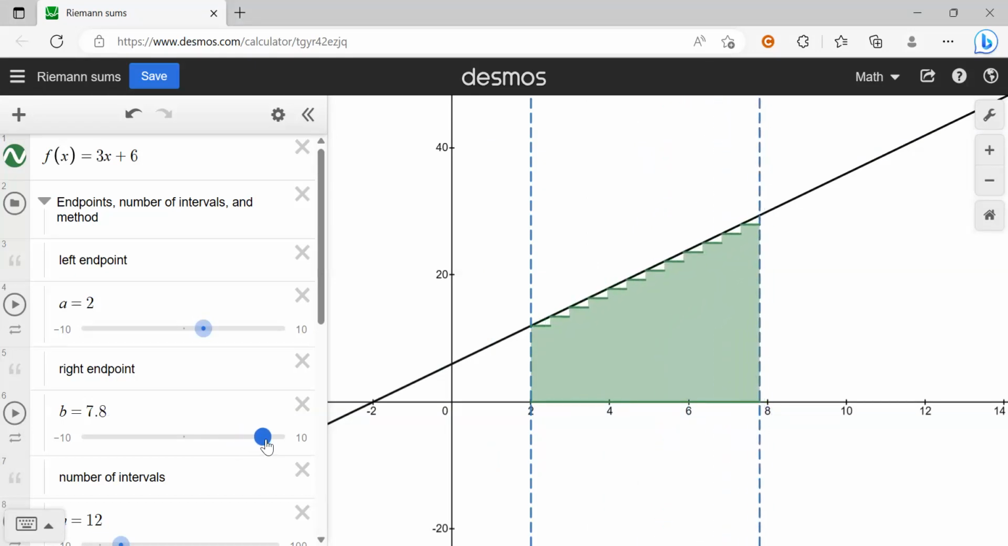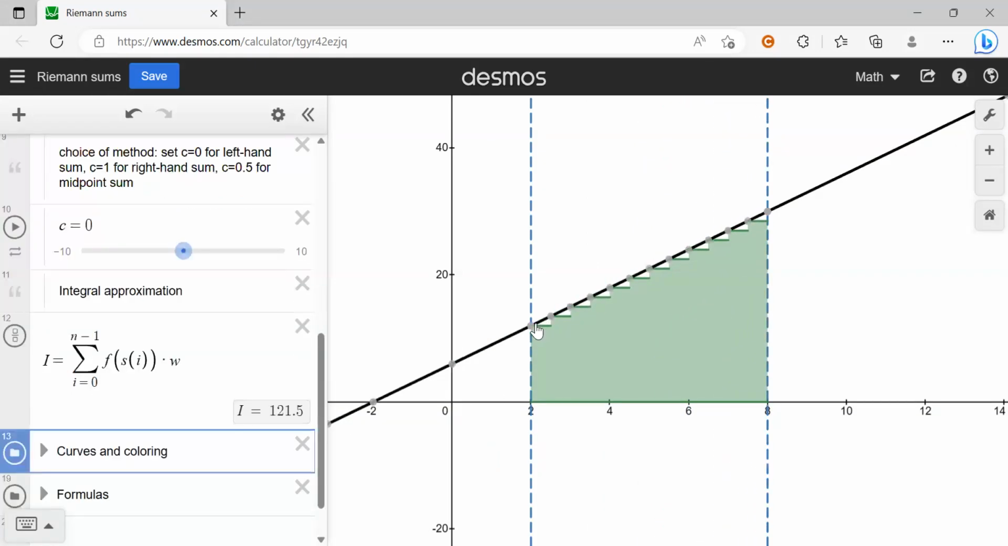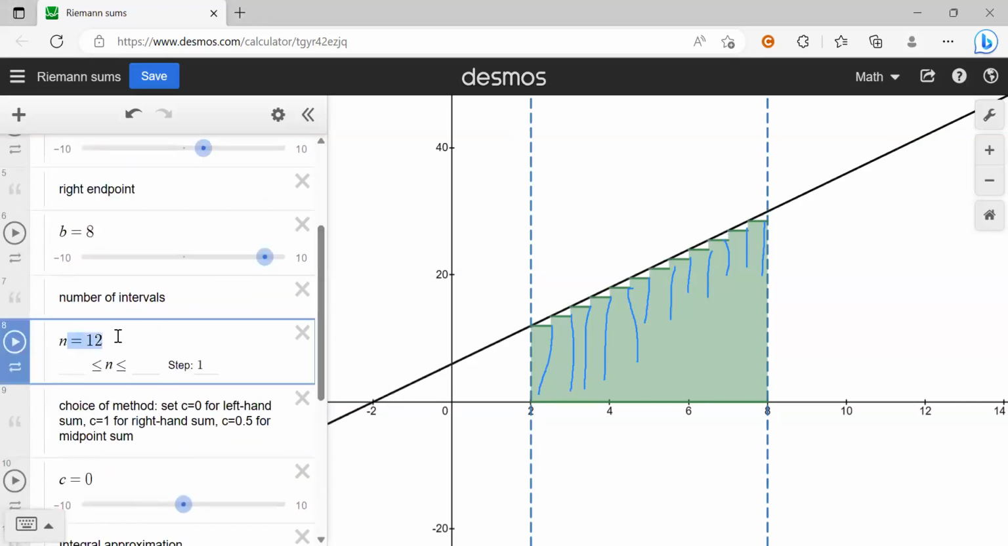How many rectangles do you see? There's one rectangle here, 2, I cannot draw straight, 3, 4, 5, 6, 7, 8, 9, 10, 11, 12. 12. Where do you get the 12 from? If you scroll up and down over the left side, you realize it's referring to the n over here. Okay, let's just reduce it to 2 rectangles.